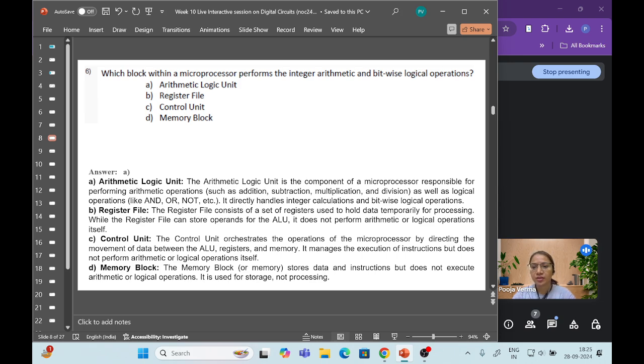So next question is, which block within a microprocessor performs the integer, arithmetic, and bitwise logical operations? Option A is arithmetic logic unit, option B is register file, option C is control unit, and option D is memory block. So any one of you can answer this question. I hope all of you have studied about the microprocessor.